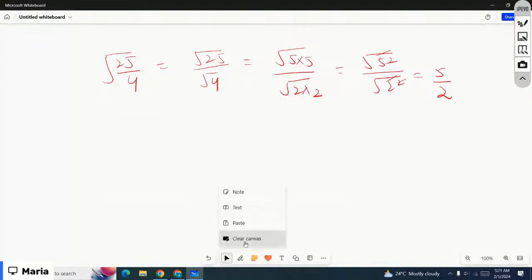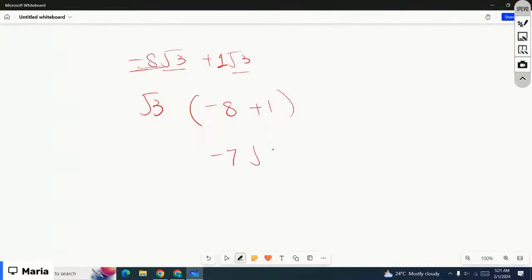So you have negative 8 square root 3 and plus square root 3, right? You can see both of the expressions have square root 3. You can take square root 3 common outside, and you are left with negative 8 here and 1 here, so negative 8 plus 1. Solving negative 8 plus 1 is negative 7. You already have square root 3, so that would be negative 7 square root 3.